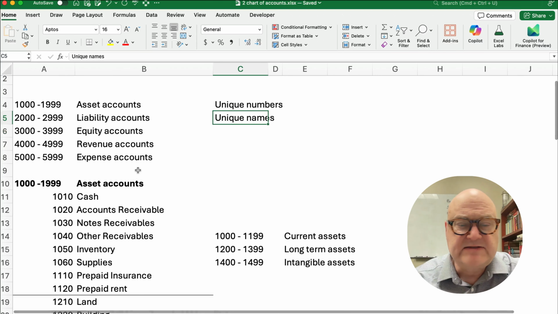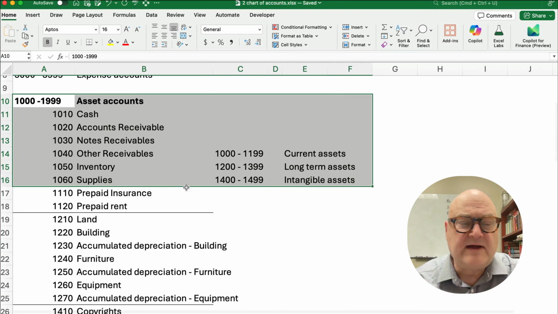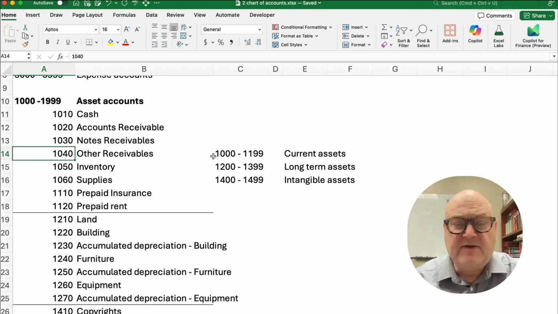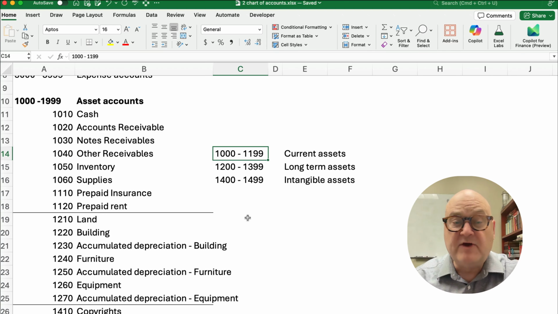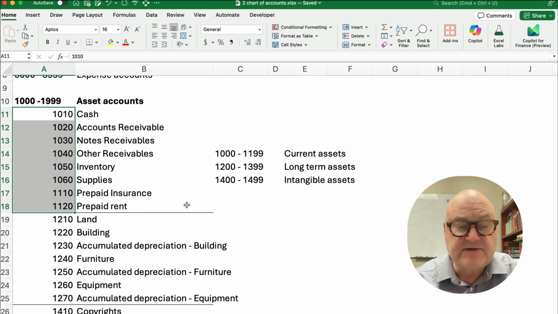So let me give you some tips here. Let's say the 1000s are asset accounts, and maybe the first 1,200 or so, the 1000s and the 1100s, are current assets. So you'd have things like cash, accounts receivable, inventory, supplies, and so on. And you'd have unique numbers. So you could search for the account by typing in cash, or you could type in 1010, which would be the cash account. You could find it very easily.